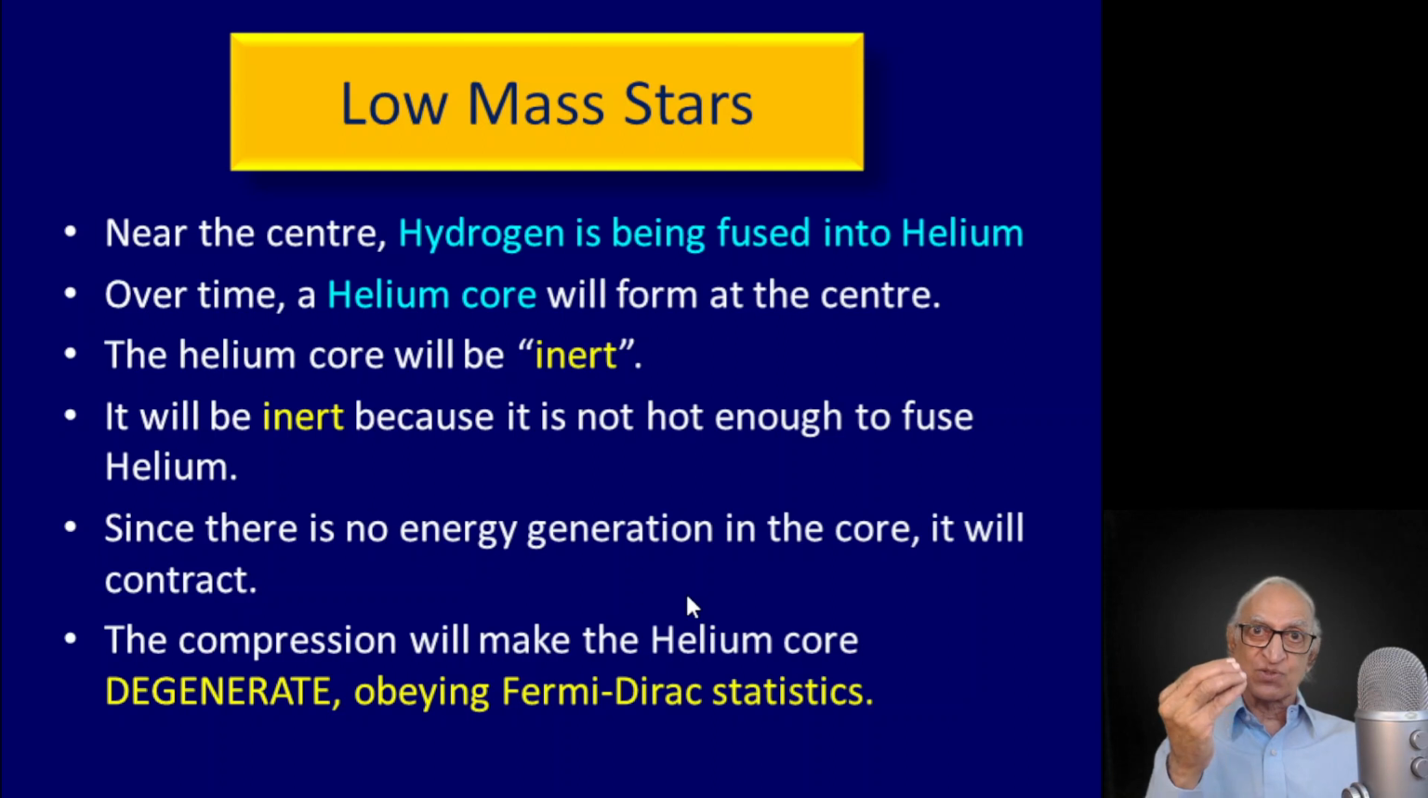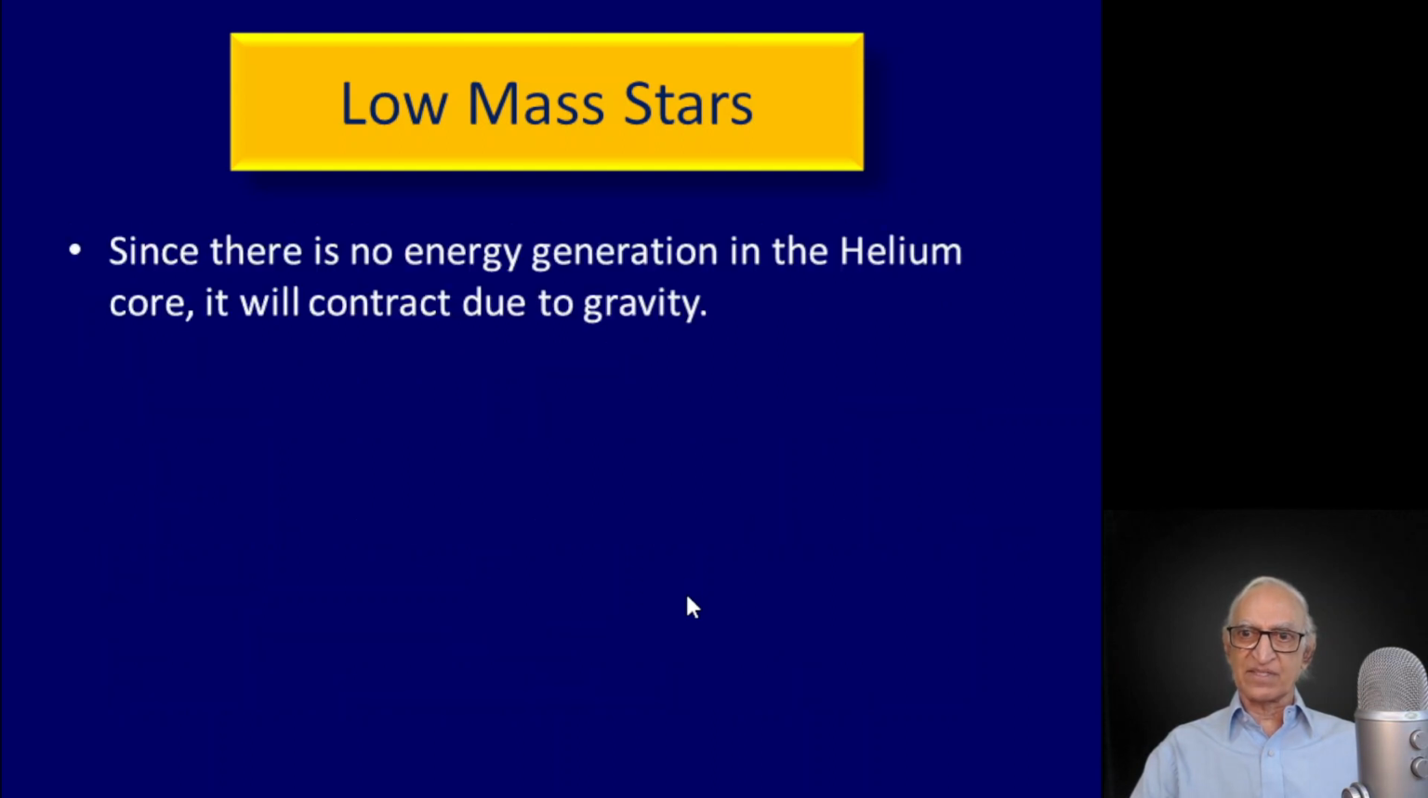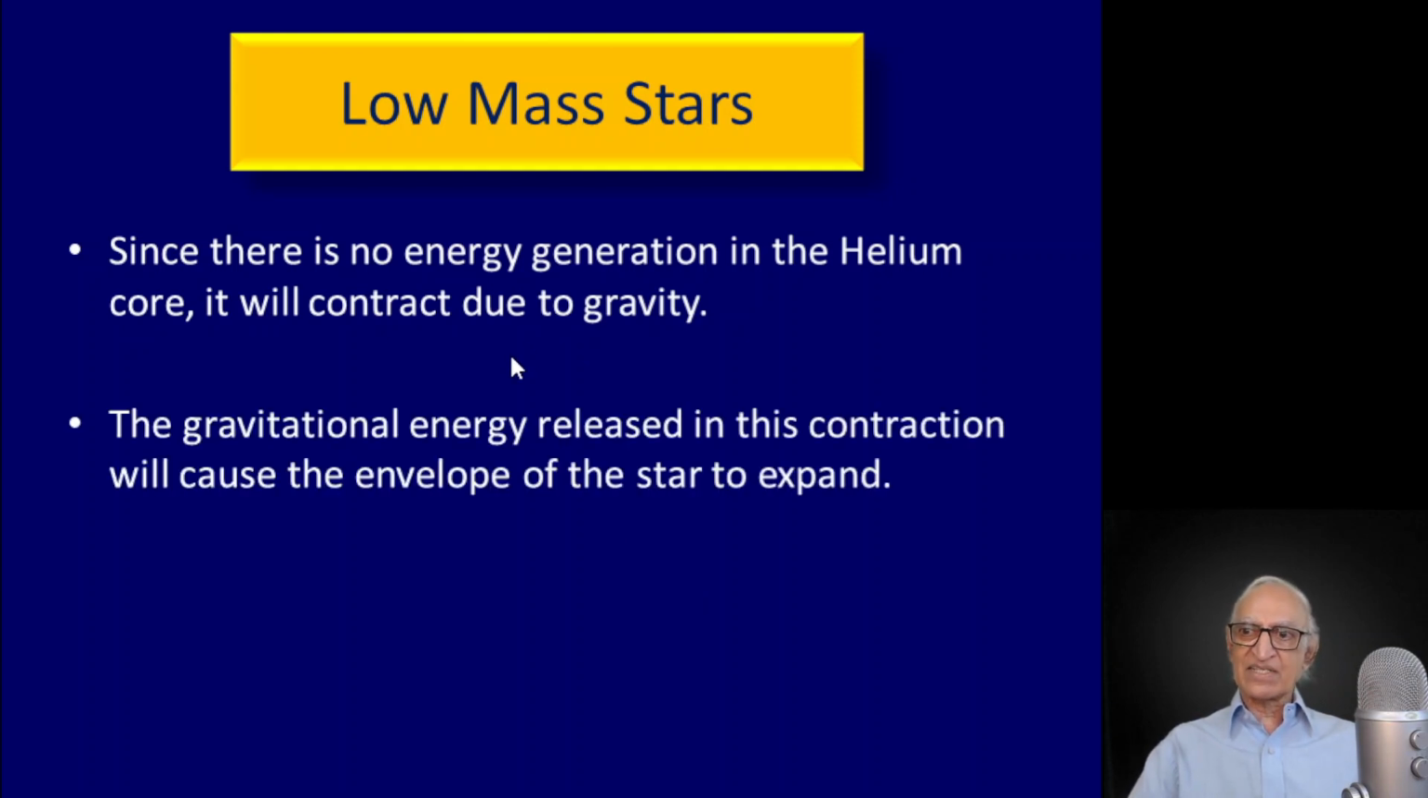Sure, the temperature may also increase marginally, but the increase in the Fermi energy is very dramatic. Therefore, from kT being greater than EF, kT will become less than EF, and therefore the inert helium core, upon compression, will become degenerate and will obey Fermi-Dirac statistics. Since there is no energy generation in the helium core, it will contract. The gravitational energy release will cause the envelope of the star to expand, and the star will become a giant.